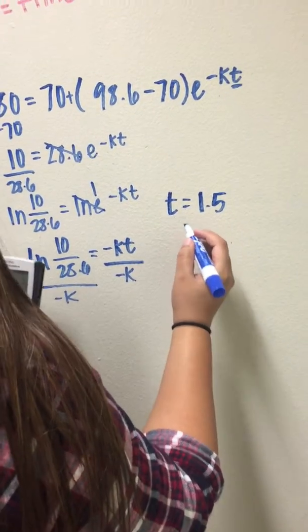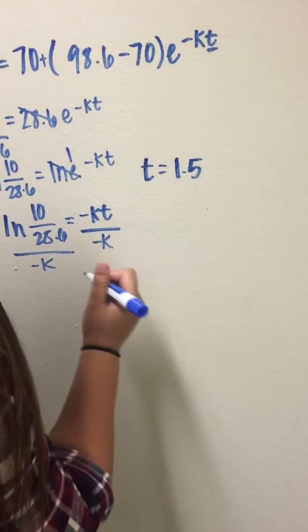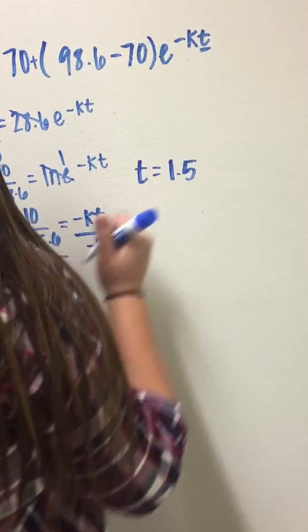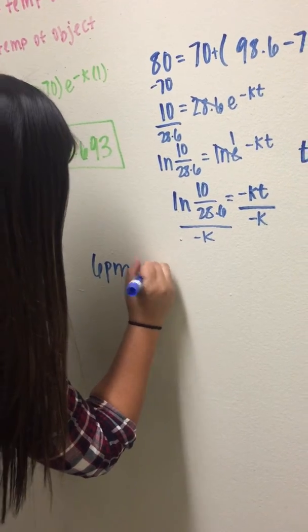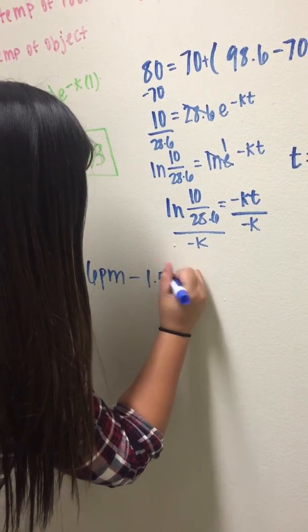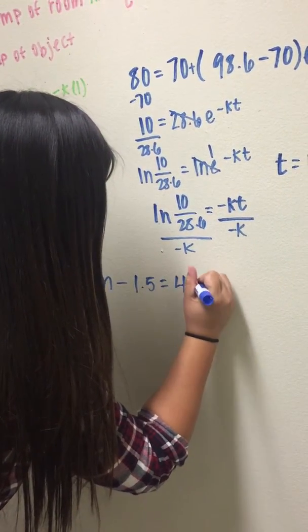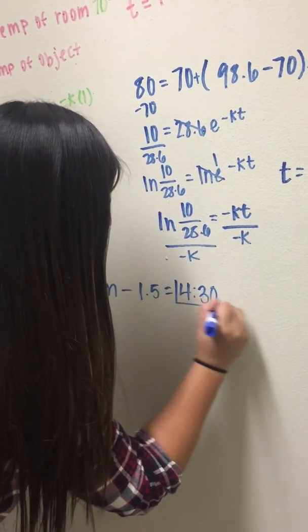So now that we know that the time is 1 hour and a half, and they initially found him at 6 p.m., we're going to take away 1 hour and a half, which gives us a time of death of 4:30.